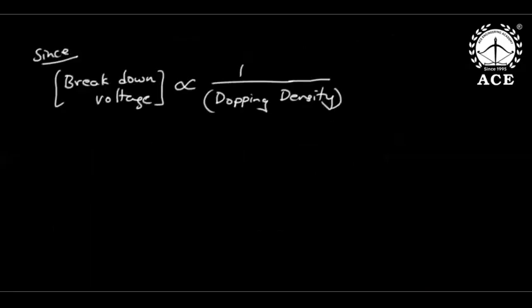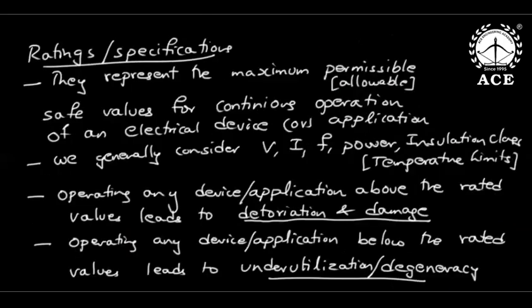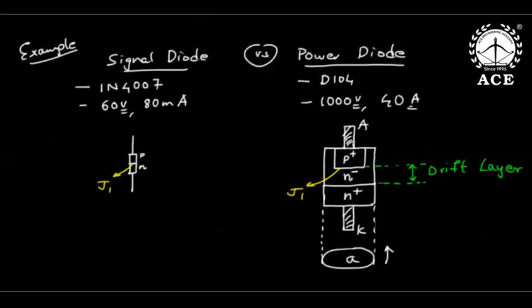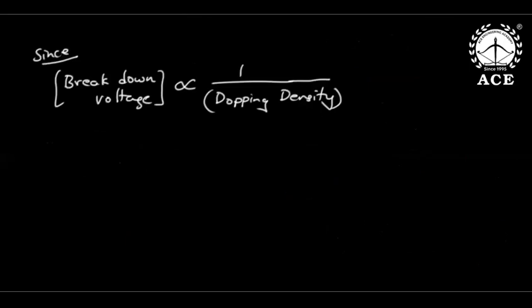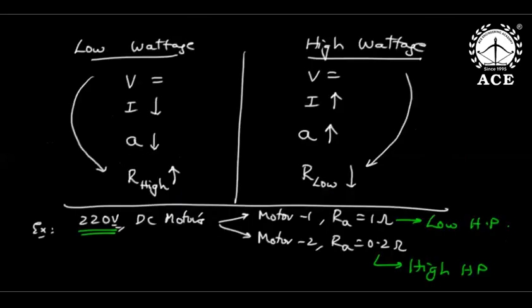So, quick review. I am giving a break now. First of all, I told what ratings are. Ratings represent maximum permissible safe values for continuous operation. To increase voltage rating, increase insulation. To increase current rating, increase conductor cross-section area. The diode example is also the same: thick area, more current; extra layer like insulation, more voltage, because breakdown voltage is inversely proportional to doping density. Load means current. Low wattage will have high resistance and high wattage will have low resistance.